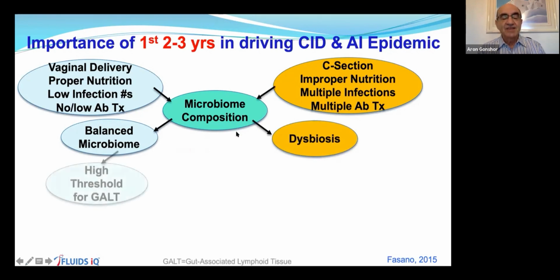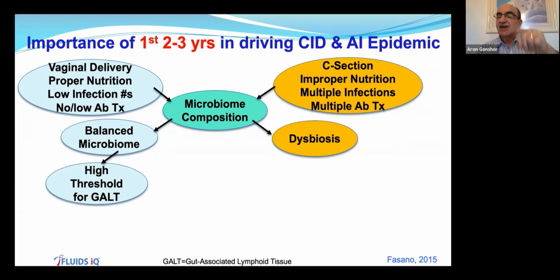And in the case of a balanced microbiome, you have a high threshold for GALT. Why is the immune system at a high threshold? Think about it. 2 million years ago, the only thing humans needed to worry about was they were going to be eaten by a carnivore or they were going to have infection.